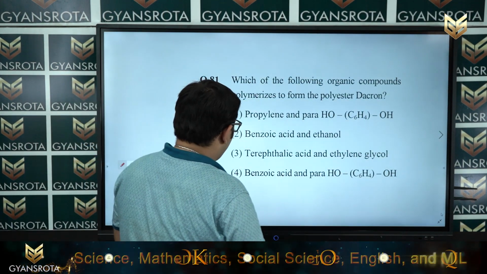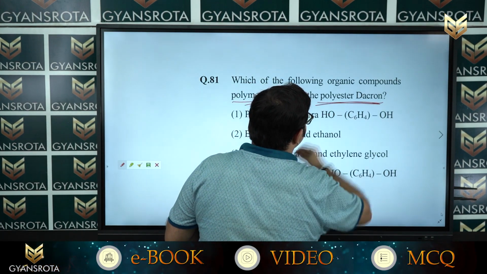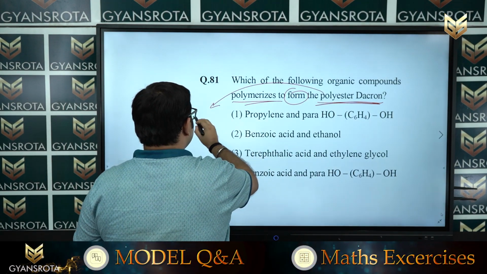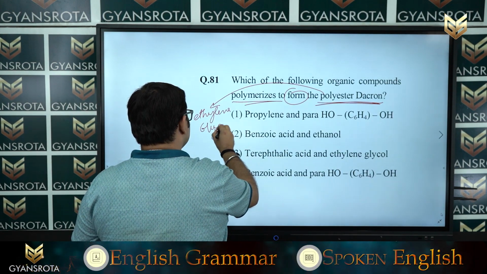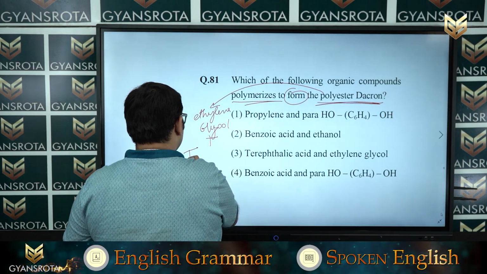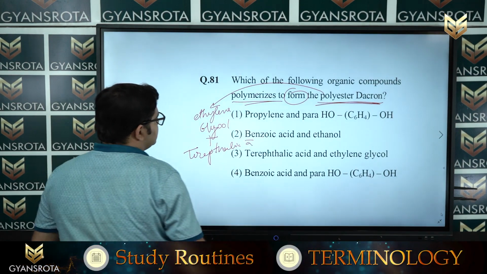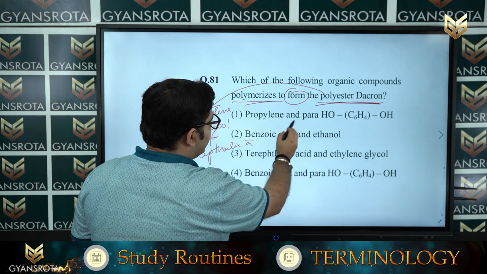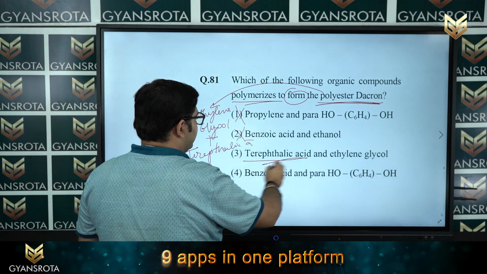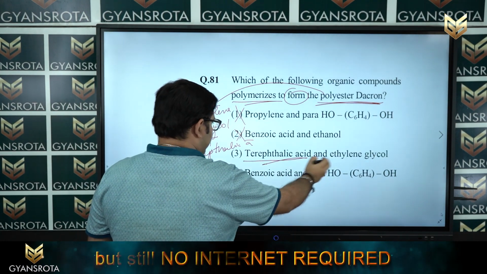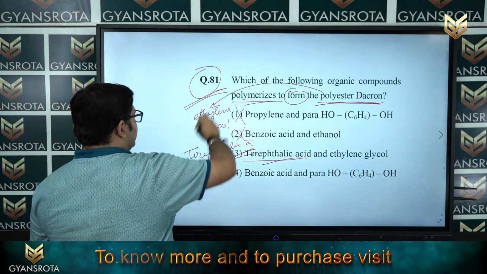If you see here, they asked about the polymerization to form the polyester Dacron, and this will be formed by ethylene glycol plus terephthalic acid. Now see, option number 1 is propylene and para, no, this is not the option. Benzoic acid, no, this is not. If you see terephthalic acid and ethylene glycol, okay, terephthalic acid and ethylene glycol is the correct answer, that is option number 3 is the correct answer to your question number 81.